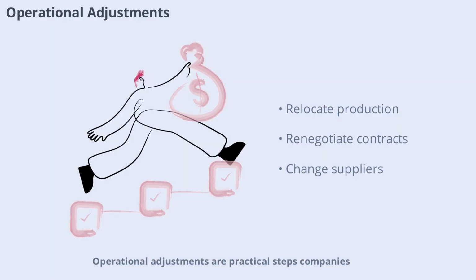Operational adjustments are practical steps companies can take to manage economic exposure. These include relocating production facilities, renegotiating contracts, or changing suppliers to benefit from favorable exchange rates. By being proactive, businesses can reduce their vulnerability to currency fluctuations and maintain profitability.